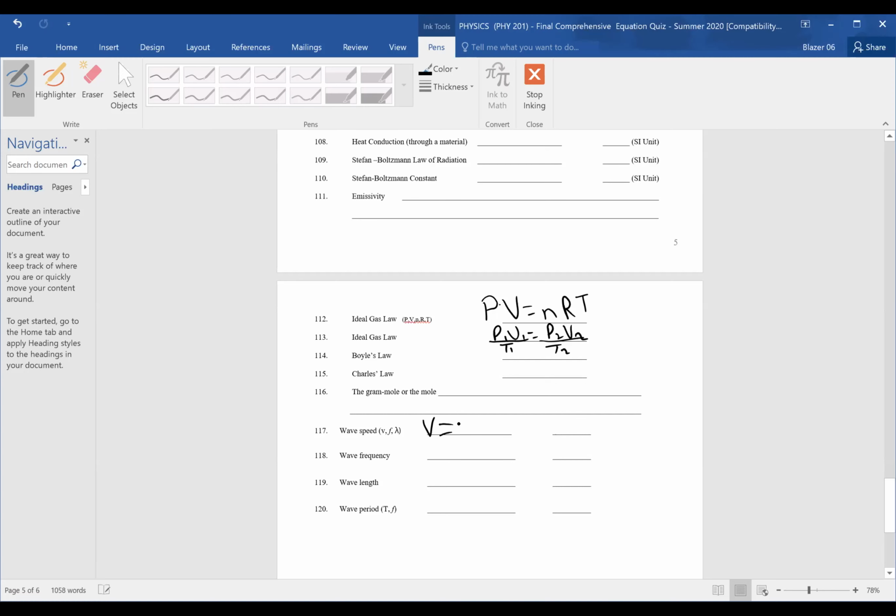Wave speed is frequency times wavelength. So lambda is going to stand for wavelength. But you can finish filling that out later. I want to solve a few problems now and go through some of the quiz that I gave you.